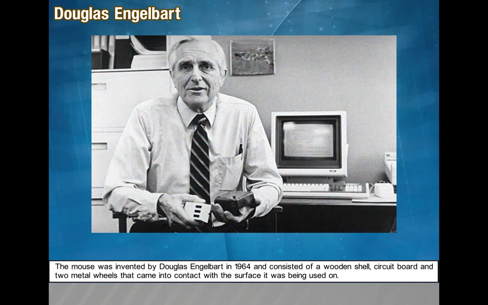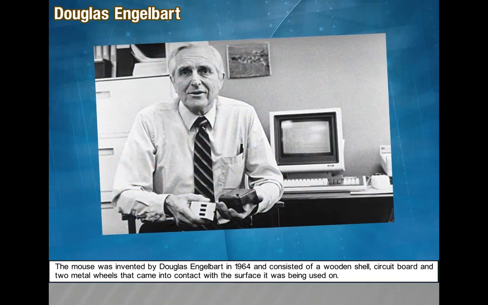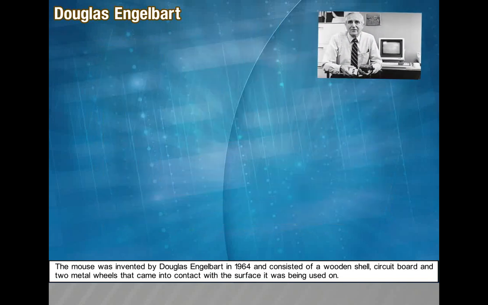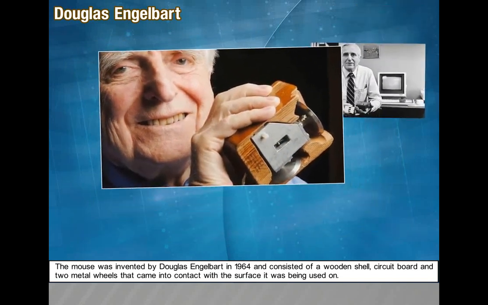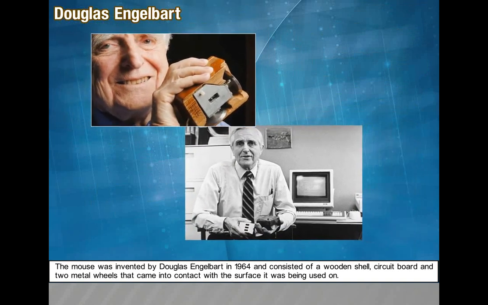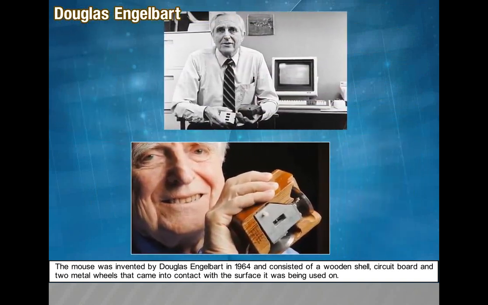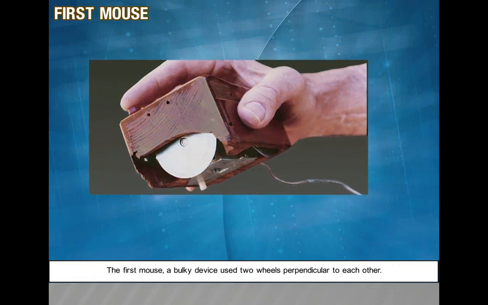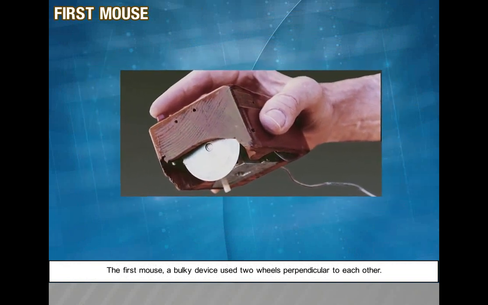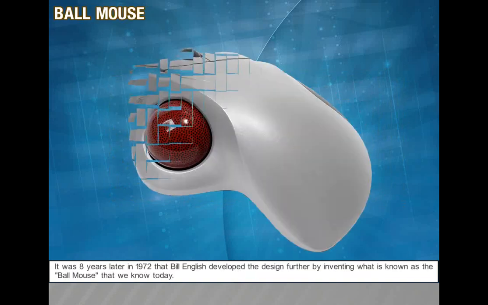The mouse was invented by Douglas Engelbart in 1964 and consisted of a wooden shell, circuit board, and two metal wheels that came into contact with the surface it was being used on. The first mouse, a bulky device, used two wheels perpendicular to each other.